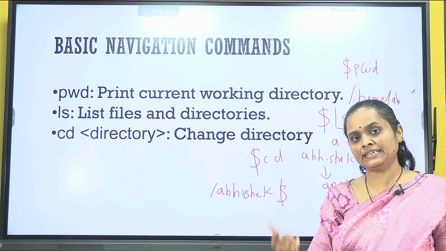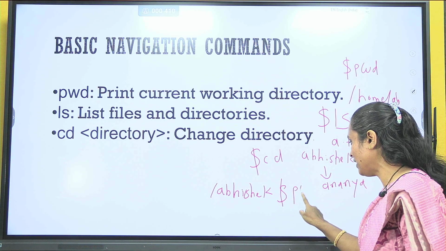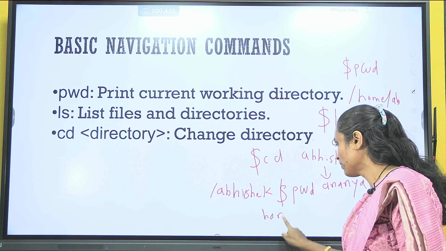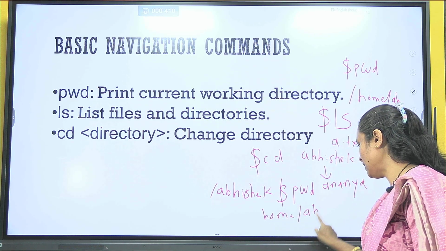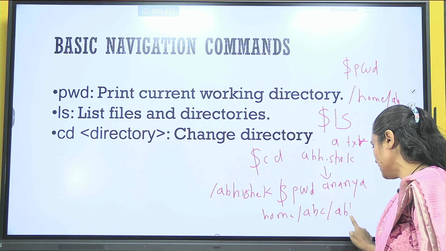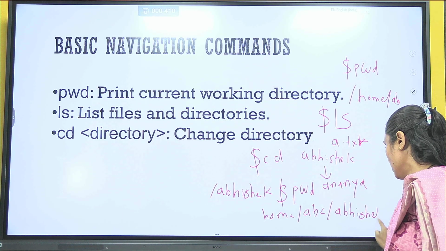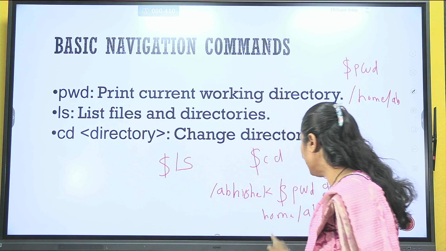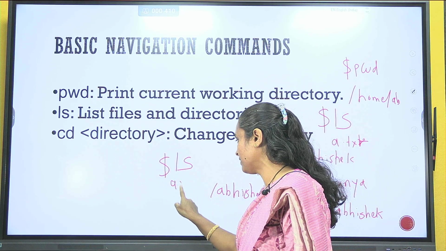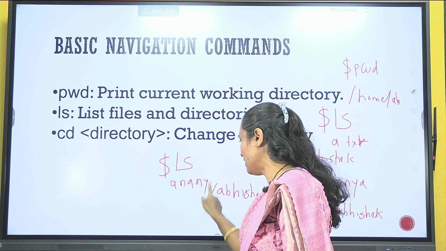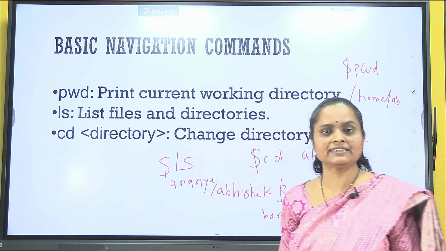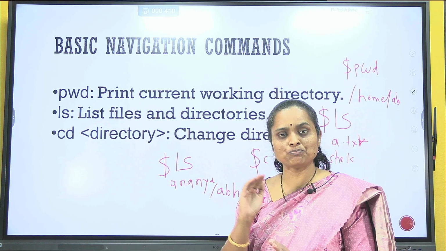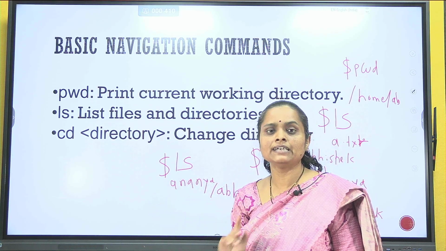And if you run pwd, it will give you the whole path, like home, ABC directory, Abhishek. And if I run a command like ls, it will list the directory. Now there is an Ananya directory in it, so it will show you that there is an Ananya directory. So this is the working of these three commands: pwd, ls and cd.